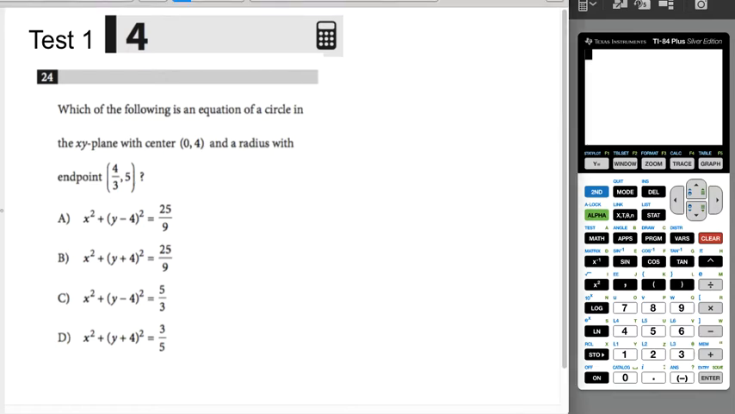All right, this is SAT prep. We're doing test 1, section 4. This is number 24. Which of the following is an equation of a circle in the xy plane with center 0, 4, and a radius with endpoint 4/3, 5?